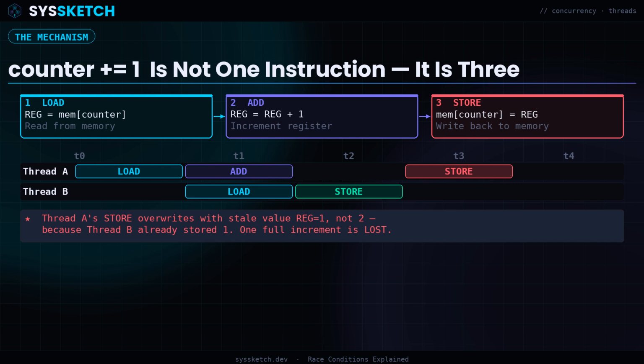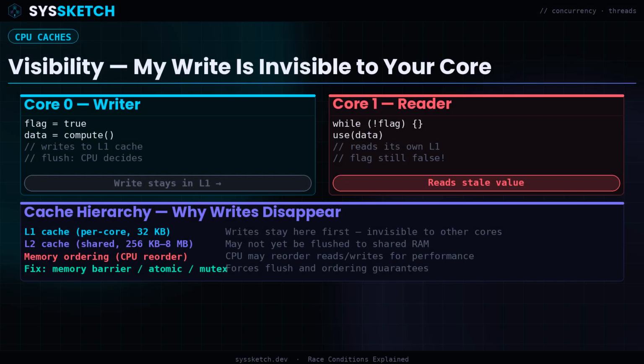There is a second, subtler problem beyond the 3-step interleave: cache visibility. Modern CPUs do not write directly to RAM on every store instruction. They write first to an L1 cache that is private to each core. The writes sit in that cache and get flushed to shared memory at a time the CPU decides, not when you decide. Thread A writes flag equals true to its L1 cache. Thread B, running on a different core, reads flag from its own L1 cache. From thread B's perspective, flag is still false. The write happened. The write is just invisible.